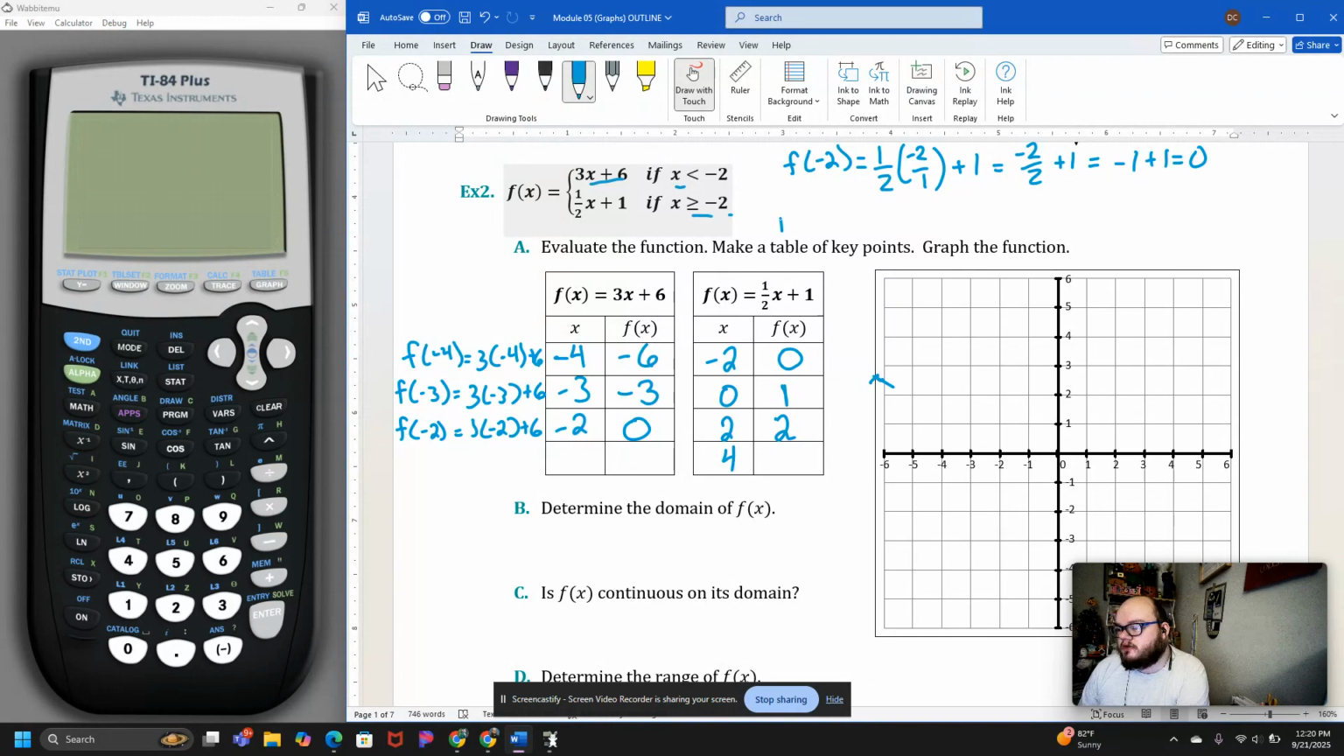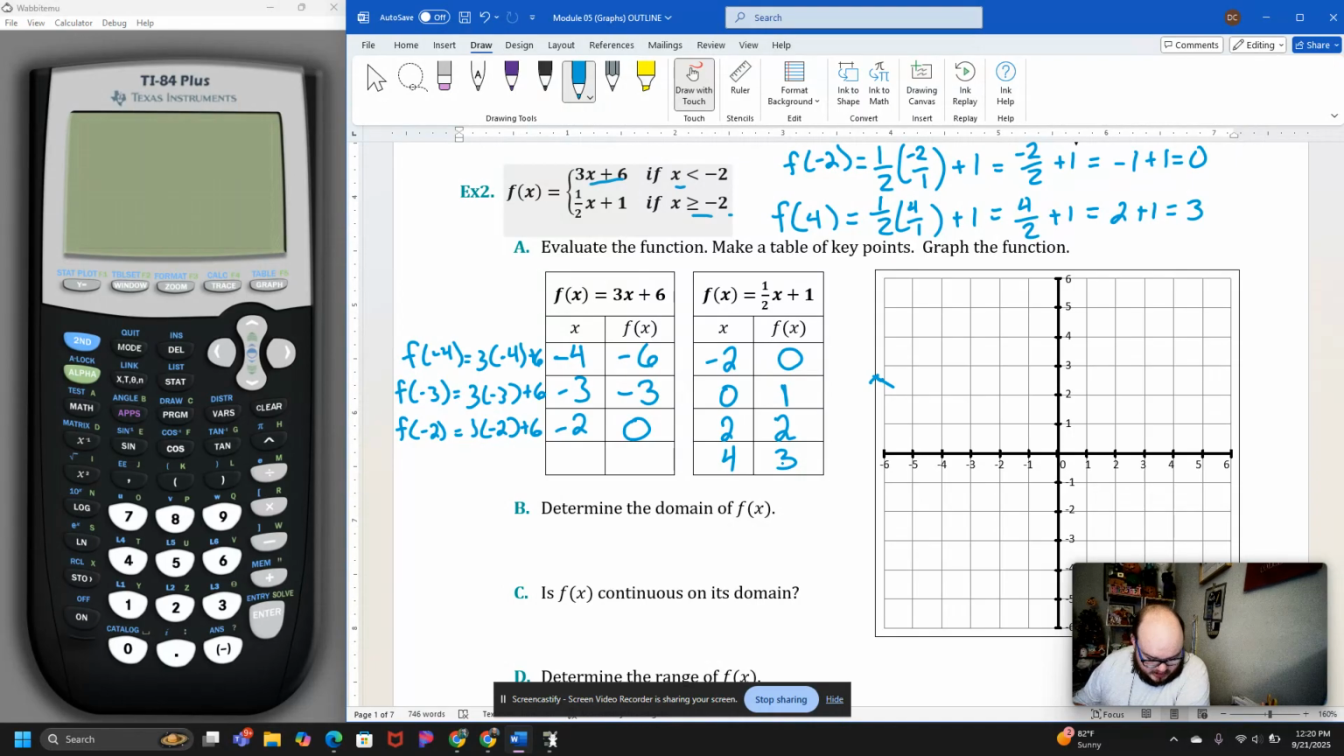Okay, now let's do this last one, and I did those in my mind because we really don't have the room to write them here. So this would be 1/2 times 4 over the 1 plus 1. 4 times 1 is 4, 2 times 1 is 2 plus 1. 4 divided by 2 is 2, 2 plus 1 is 3. So 4 comma 3. Okay, so now we're going to plot this.